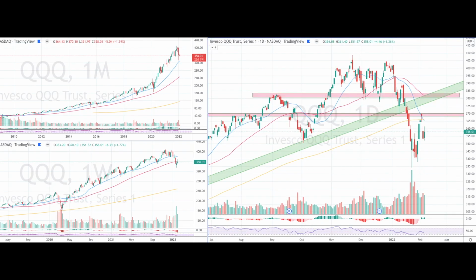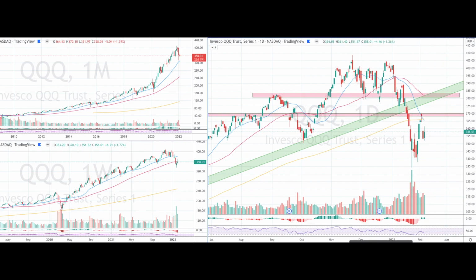Onto the QQQ. The story here is basically the same thing. Last week I was talking about this 380 area as a really great area where two supply areas were coming into alignment. We didn't end up getting up to that area. I did draw a second supply area around this 370 area.